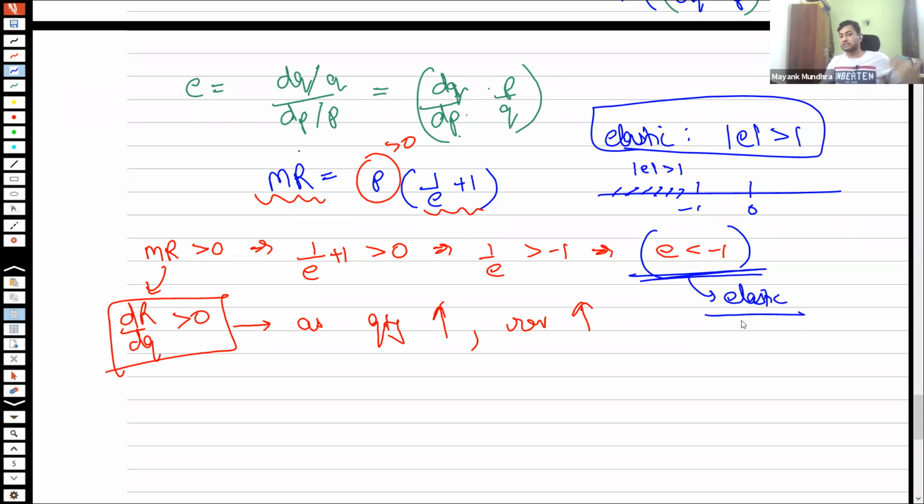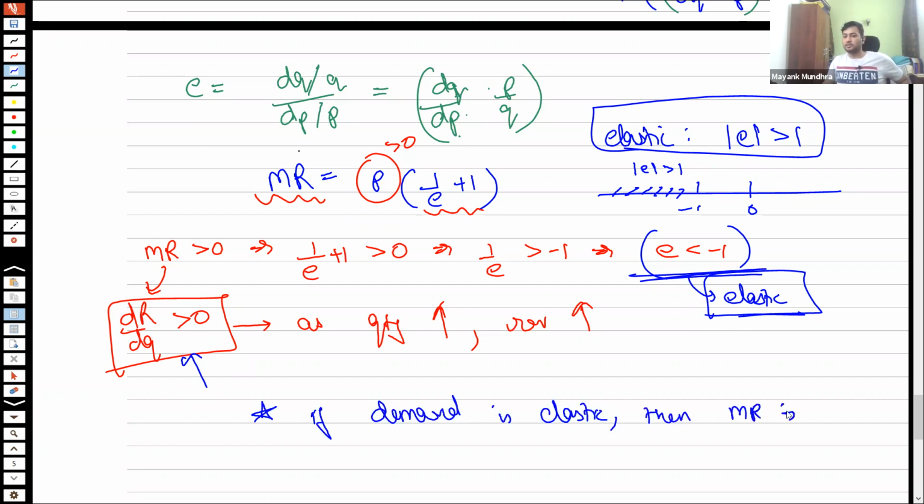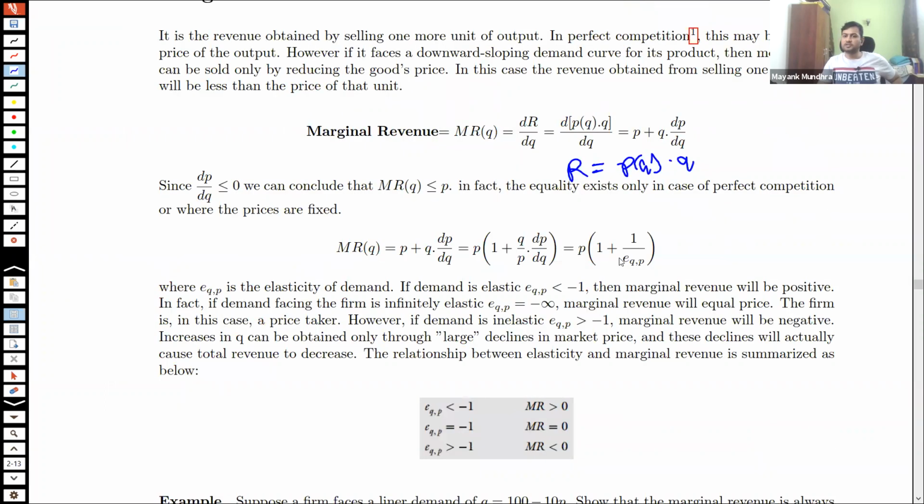So when demand is elastic, marginal revenue is positive, or revenue is increasing. So if demand is elastic, then marginal revenue is positive. So this is an important relationship between elasticity and marginal revenue.